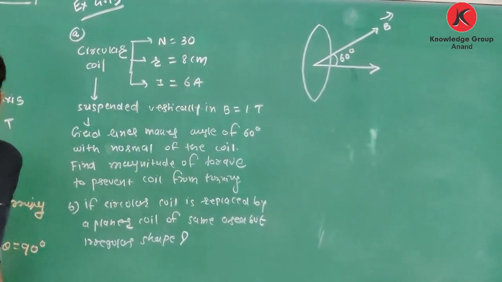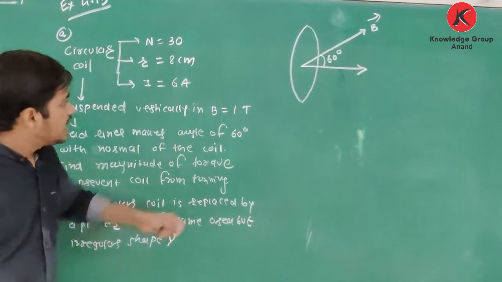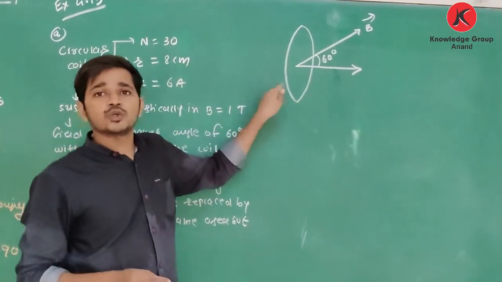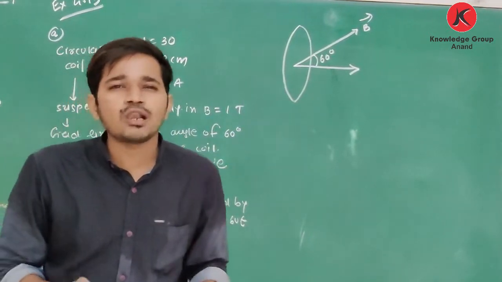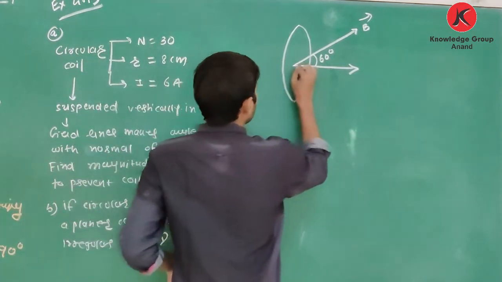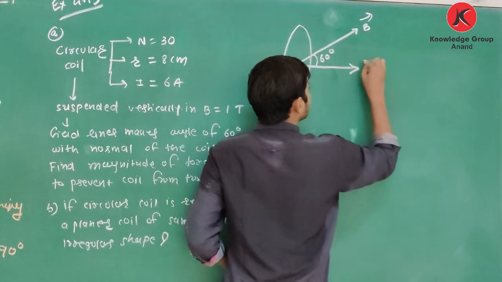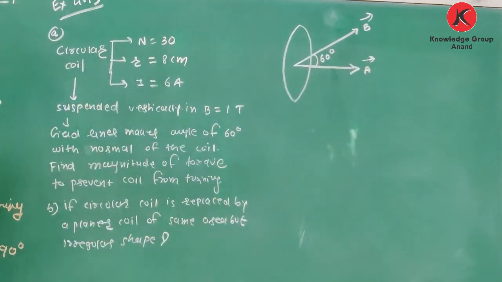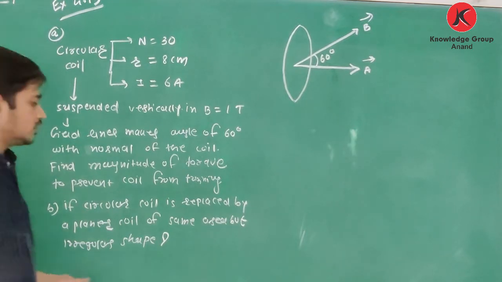Clear about this? We know that the area vector of a circular coil is always perpendicular. So if it is the normal, it is nothing but the area vector. Your question is, if field lines make an angle of 60 degree with the normal to the coil, find the magnitude of torque acting to prevent the coil from turning. What is torque? Torque equation.